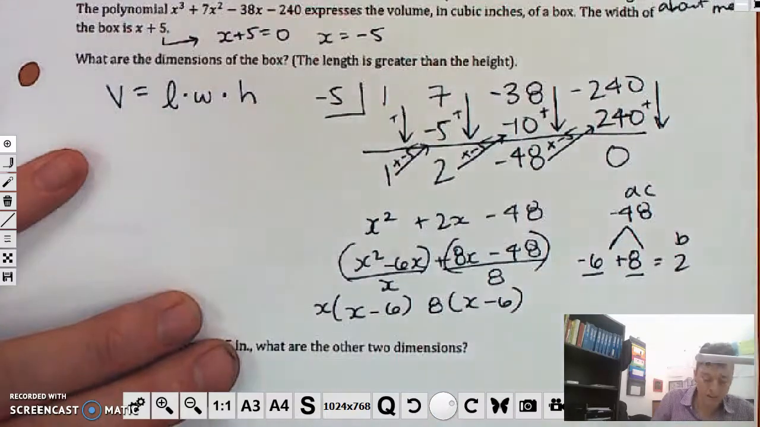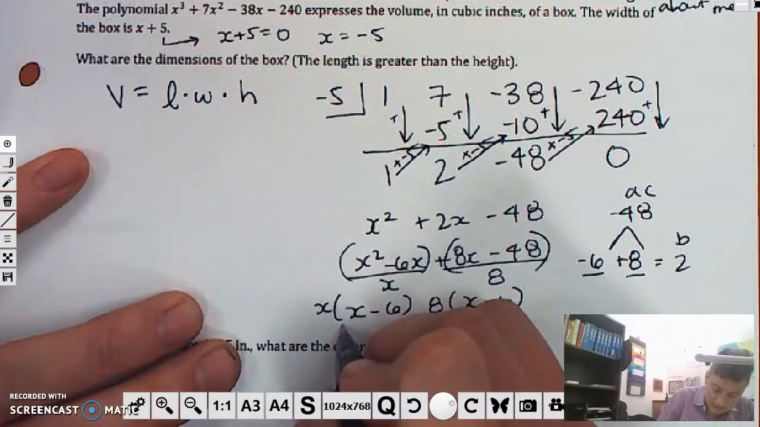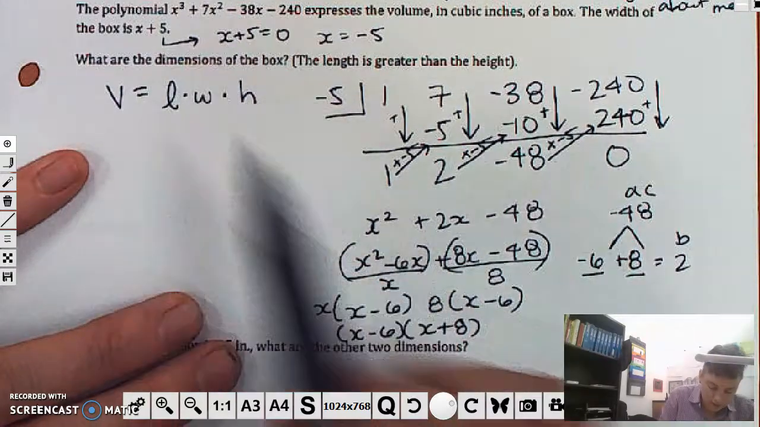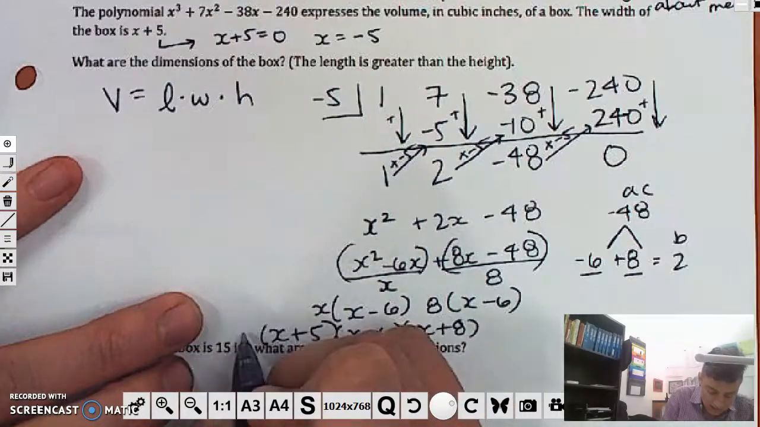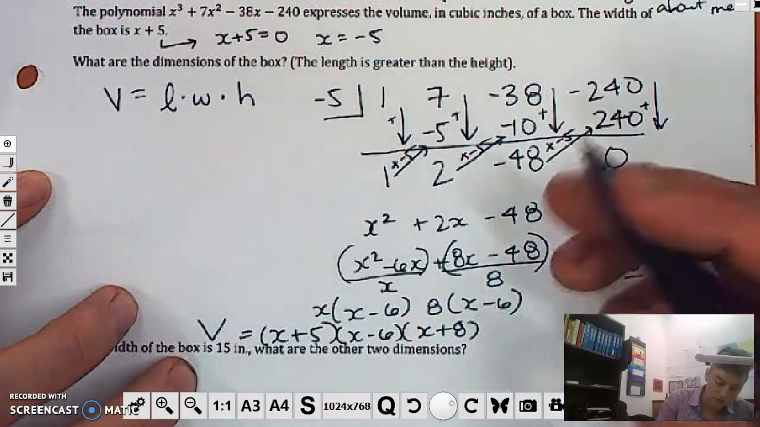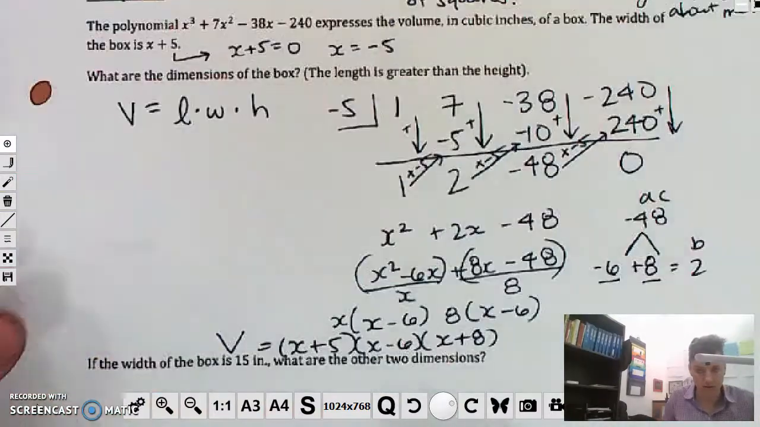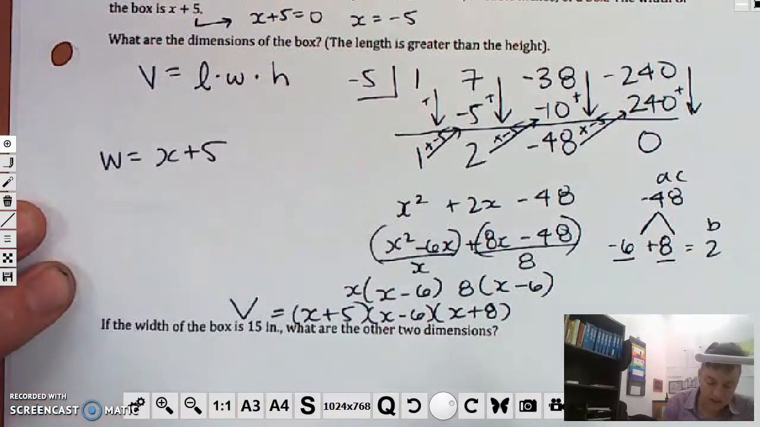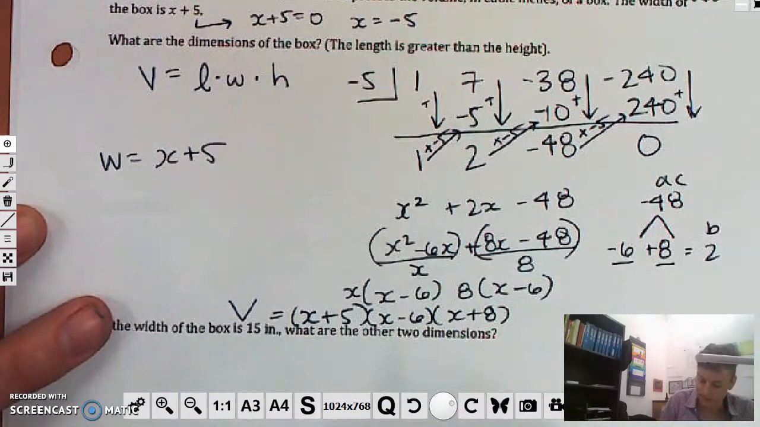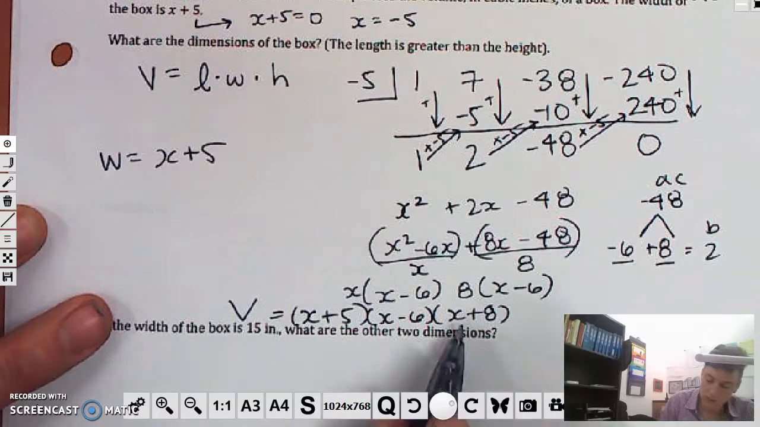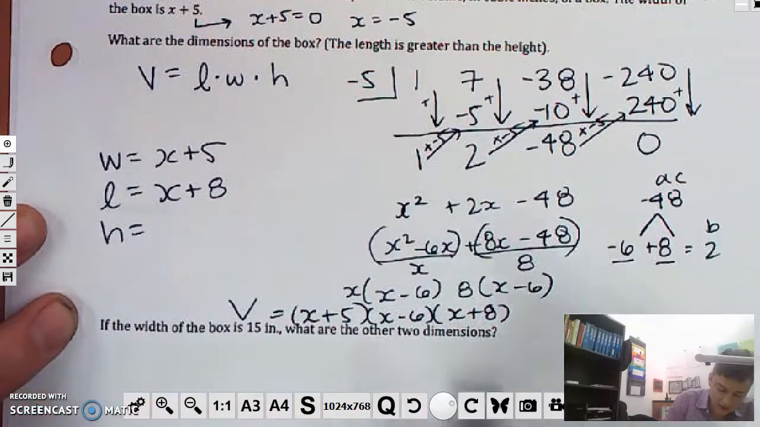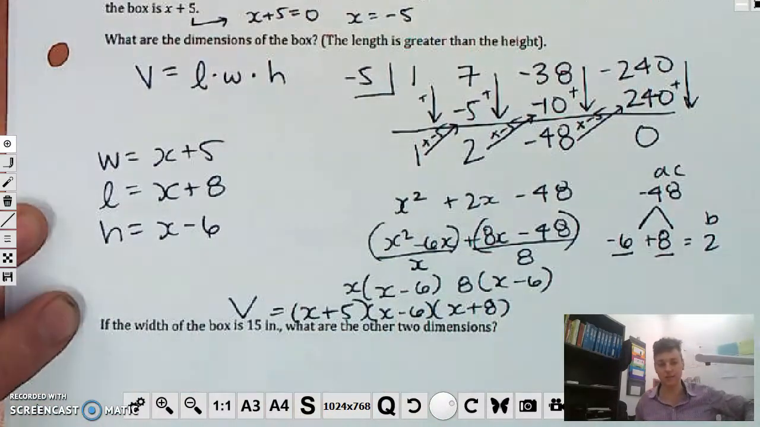So our factors finally are x minus 6, x plus 8, times our original factor that we had way up here, x plus 5. This all equals our volume. We said the width equaled x plus 5. The length was greater than the height, so the length looks like it's going to be the biggest, x plus 8. And the height is the last one, x minus 6.